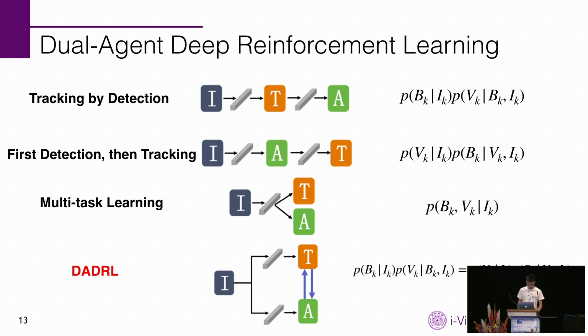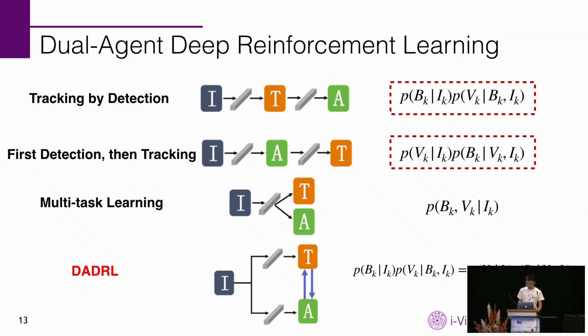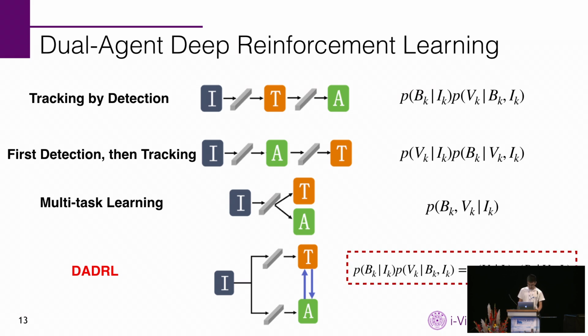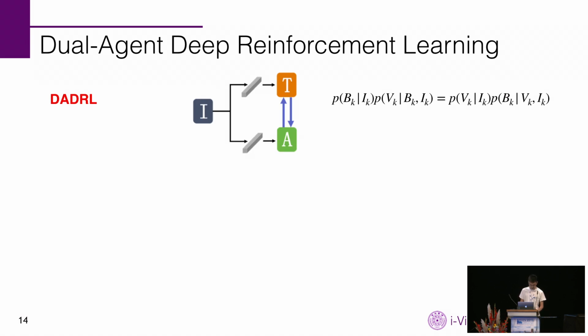Here we compare our DADR learning scheme with other methods. The tracking by detection methods and the first detection then tracking methods focus on single task learning, which has no guarantee to hold the probabilistic duality. Multitask learning aims to directly output the joint probability, which assumes that these two tasks share the same input space and a coherent feature representation. It is usually too strong in practical application. Our DADR disentangles the connection of two tasks and explicitly exploits the synergy between them.